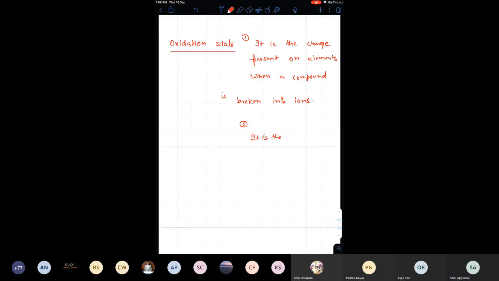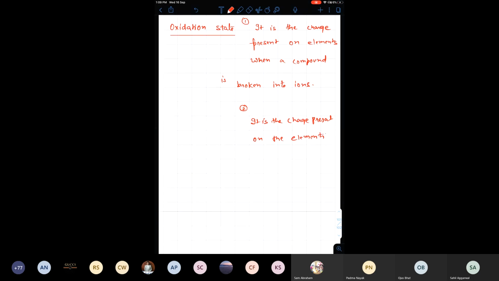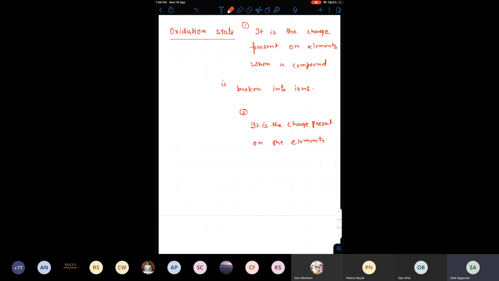It is the charge present on the elements in any compound. It is always given with sign.